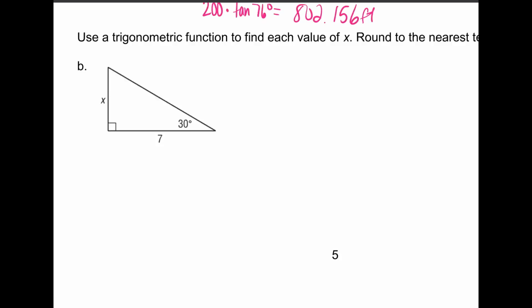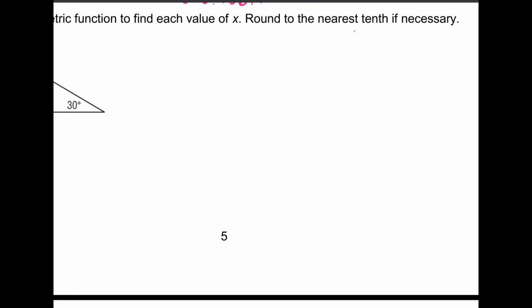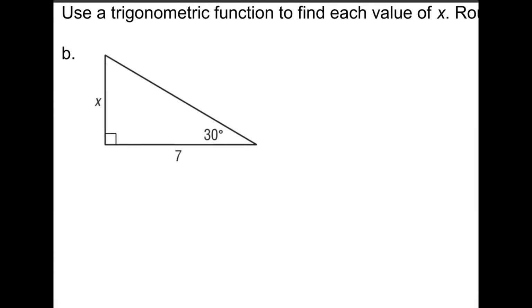Cool. So picking up where we left off last time. Use a trig function to find each value of x. Round to the nearest tenth if necessary. Tenth, aka the decimal place to the right of the period. Literally one decimal place. That's all we want. That's a tenth. All right.